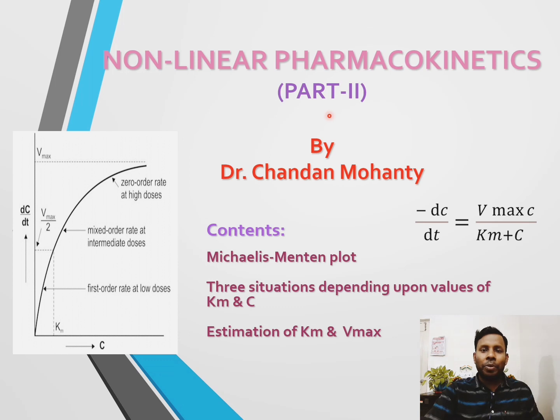In this video, I am going to discuss 3 topics. First, the Michaelis-Menten plot: what is the plot of the Michaelis-Menten equation? Then 3 cases depending on the values of Km and C. In this Michaelis-Menten equation, we have Km and C. Depending on the values of Km and C, what 3 cases will arise, we will discuss. Then last, estimation of Km and Vmax. In this Michaelis-Menten equation, how Vmax and Km can be estimated, we will discuss.